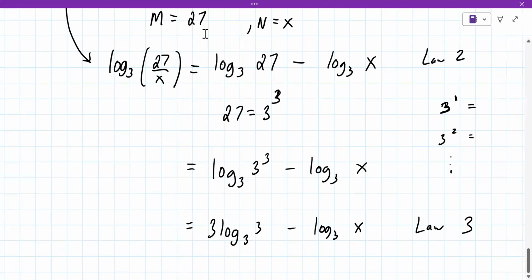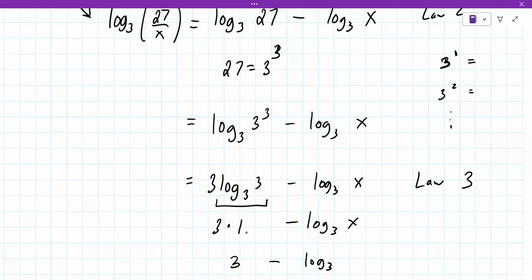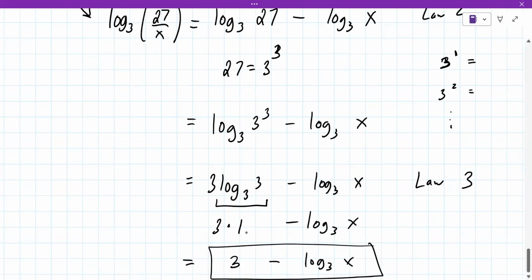All right. And then this part here, log base 3 of 3, is just 1. We talked about it a few times. This is really 3 times 1. This becomes 3 minus log base 3 of x. And that is your final answer.